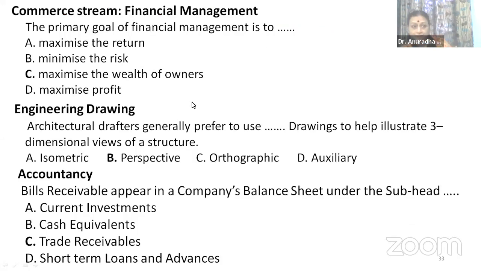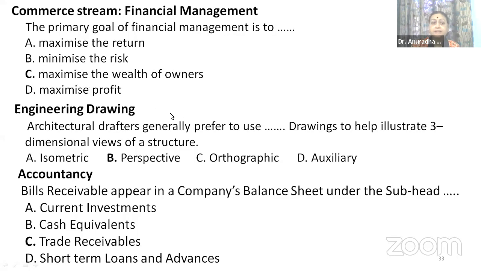Commerce, financial management. People feel that it is not possible to test through the MCQ format. But yes, here's a question. Instead of asking a whole question on what is the purpose of financial management and justify your answer, you can ask simply, what is the primary goal of financial management is to? Is it to maximize the return? Is it to minimize the risk? Is it to maximize the wealth of owners? Is it to maximize profit?